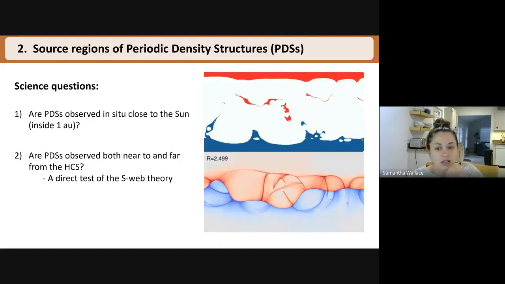So I was involved in a study which set out to determine if PDSs had been observed closer to the sun than 1 AU. I used the ADAPT-WSA model and the same methodology as previously to determine the source regions of any structures that the co-authors might find. My contribution was critical to test the S-web theory because we were looking to see if any of these structures were observed far from the heliospheric current sheet, providing evidence that reconnection can occur far from the heliospheric current sheet.